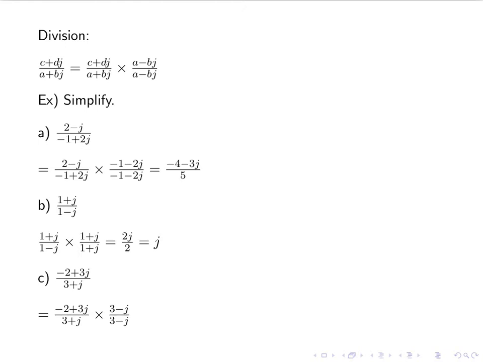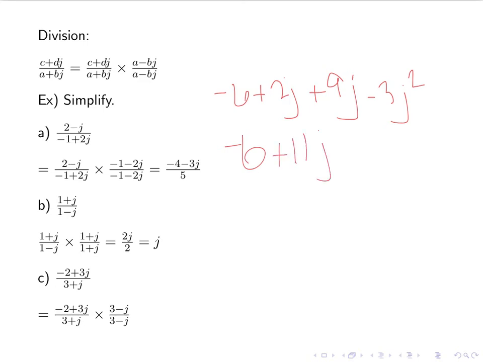So if I FOIL the top, I'll have negative 6 plus 2j plus 9j minus 3j squared. My two middle terms become 11j. My minus 3j squared becomes a plus 3, because again, j squared is negative 1. So my numerator becomes negative 3 plus 11j.